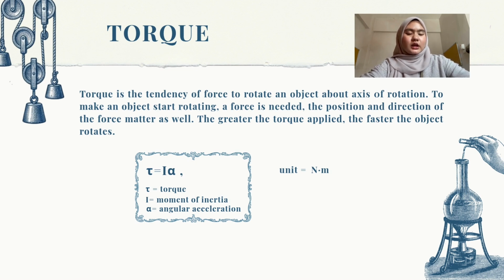Second, let us talk about torque. Torque is the tendency of a force to rotate an object about the axis of rotation. To make an object start rotating, a force is needed. The position and direction of the force matter as well. The greater the torque applied, the faster the object rotates. The unit used for torque is newton meter, and the formula for it is I times alpha.